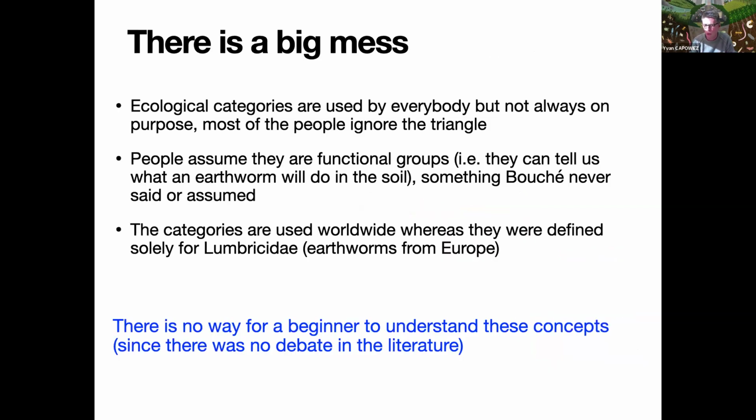So our conclusion is that there is a big mess. Everybody wants to use ecological categories, but it's not always on purpose, and most people ignore the ternary plot of Marcel Boucher himself. Worse, people assume that these categories are indeed functional groups, something Boucher never said or assumed. Then another problem that is not limited to Europe is that these categories are now used worldwide, whereas they were defined only for Lumbricidae earthworms, which means earthworms we can find in Europe only. So one of my most important conclusions is that for a beginner, either a citizen or a researcher, there is no tool to understand accurately the concept behind the categories. So we have to do something.